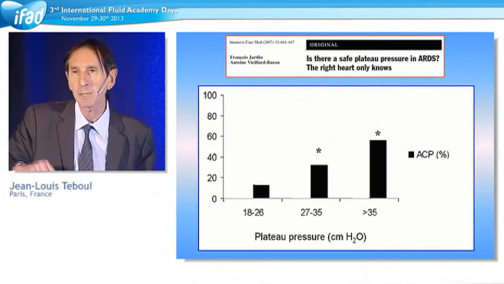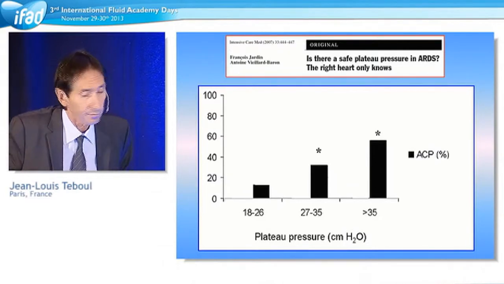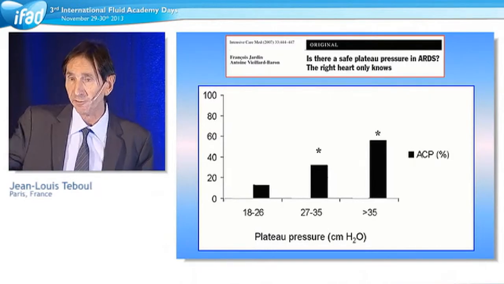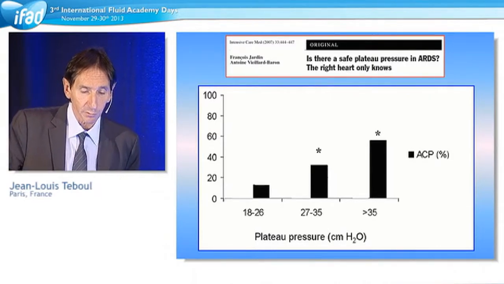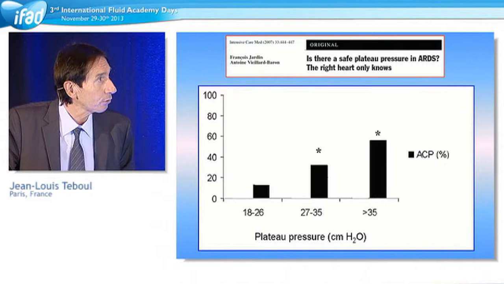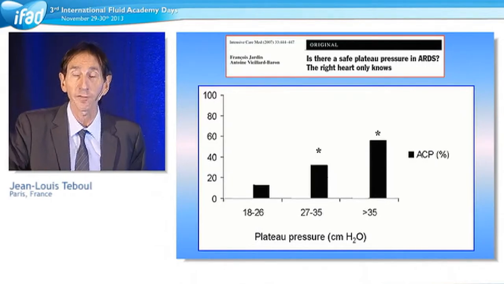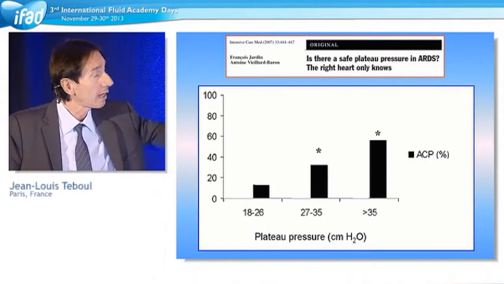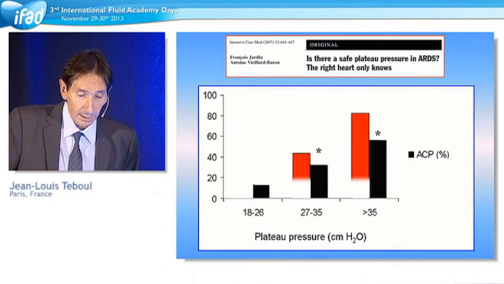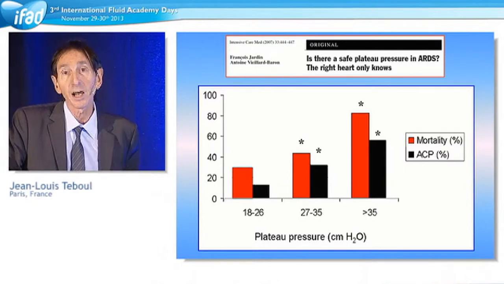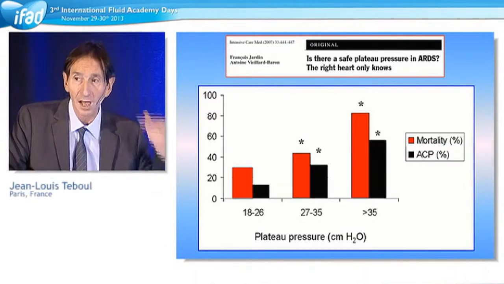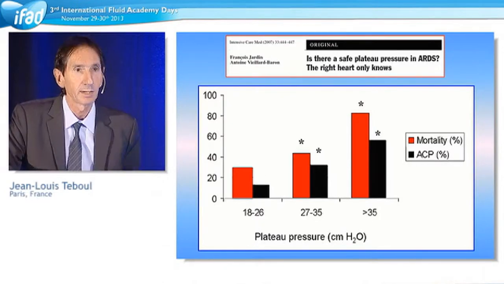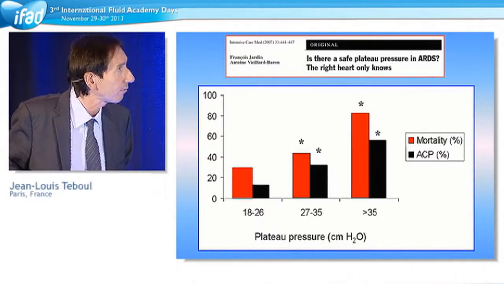And you know that many papers showed that ventilation with high plateau pressure, higher than 35 centimeters of water, for example, is associated with a high incidence of right ventricular dysfunction or acute cor pulmonale, like in the study by François Jardin. And also, the mortality was higher in the group of patients with high plateau pressure, because in this situation, you impede the ejection of the right ventricle.